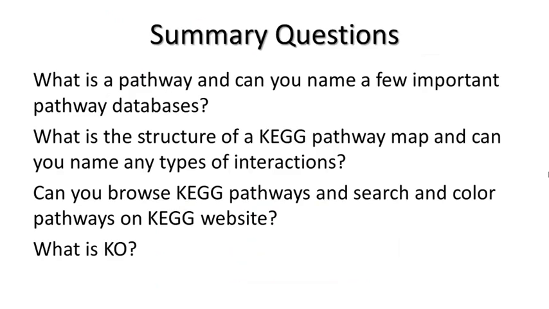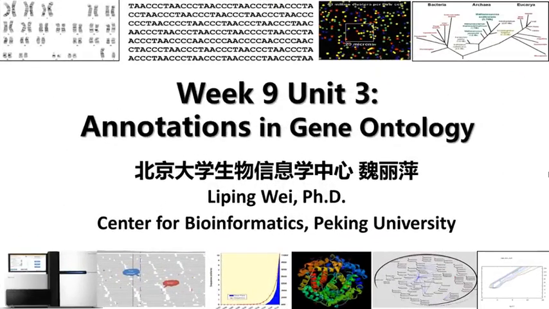To end this unit, here are some summary questions for you to think about. We talked at length about the representation of gene ontology and KEGG pathways in the computer. But how are individual genes associated with gene ontology terms and KEGG pathways? That is the topic of our next unit.